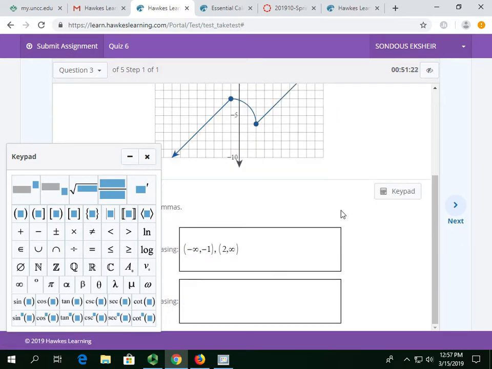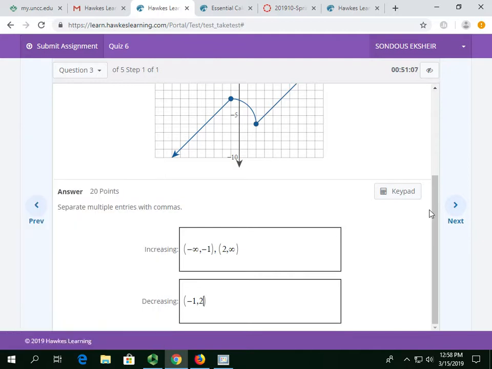Where is it decreasing? It's decreasing from negative 1 to 2. So I'm going to put my little ordered pair, open parentheses, from negative 1, comma, 2. Does that make sense? And then I go to the next problem.